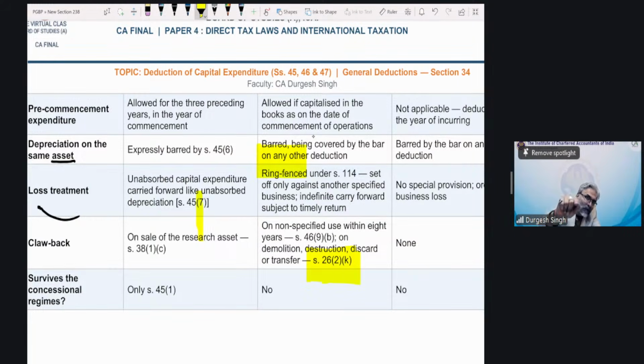Okay, so as homework, immediately after the lecture gets over, I want you to read this section. Whatever money you receive on disposing of this particular asset, that entire money will be charged under the head PGBP in that context, students. Okay, that is how it is.